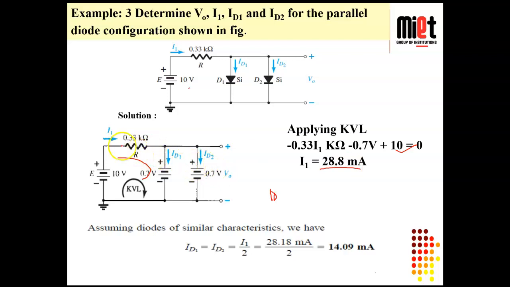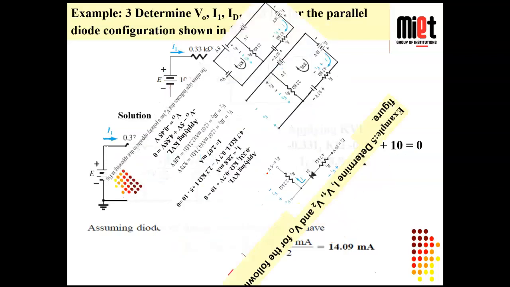We know this I1 is flowing through these two circuits, and both these circuits, this one and this one, are identical. So ID1 will divide into half and half. Okay, so ID1 and ID2 become equal to I1 by 2. So here we have to divide 28.8 by 2, and we will get the answer. So this is a basic question, you can understand easily.